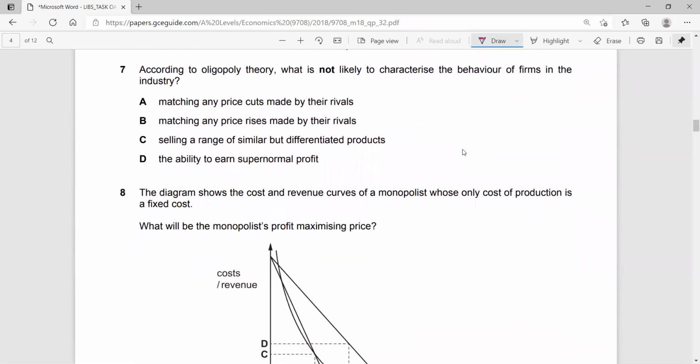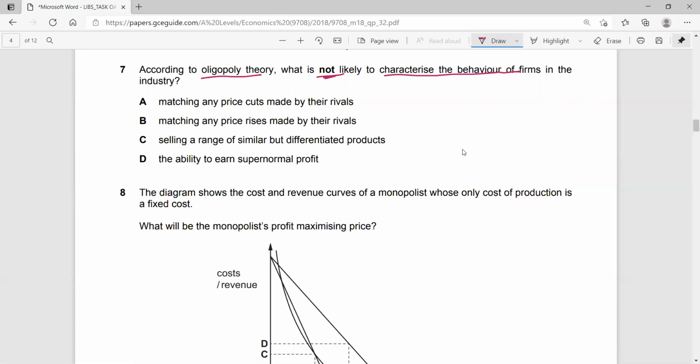All right, question 7. According to oligopoly theory, oligopoly, well, it's a market structure where a few large firms dominate the market, so somewhat similar to a monopoly, but like a few large firms rather than just one large firm. What is not likely to characterize the behavior of firms in an industry? So we have to look for the odd one out rather.